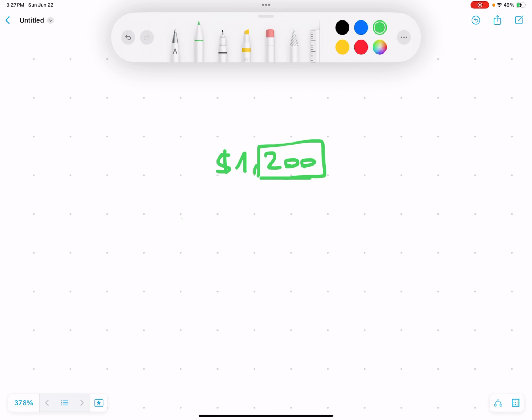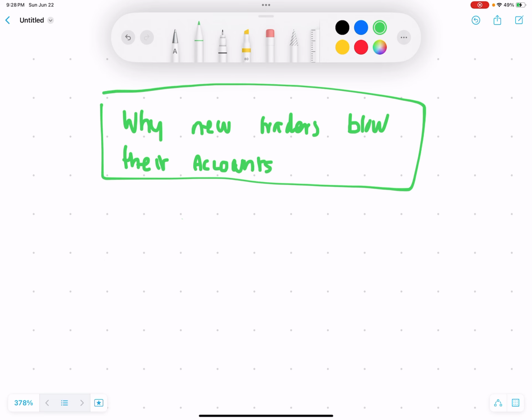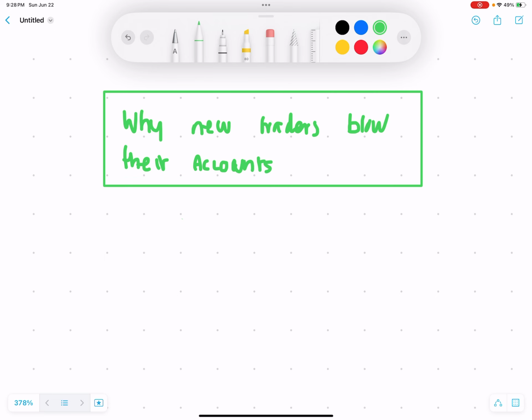Let me end on this, and then I'll give you guys what the Bible says about all of this, right? The reason why new traders blow their accounts, and I don't want you to be a part of them.